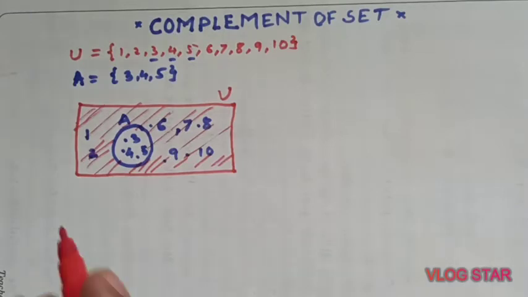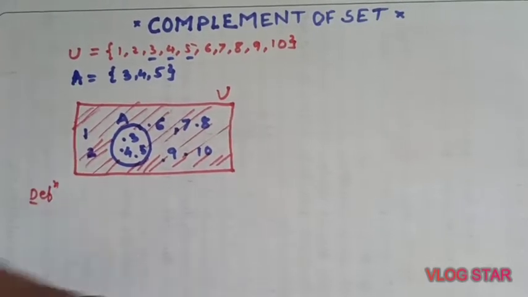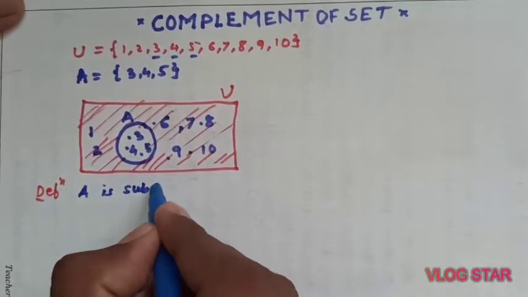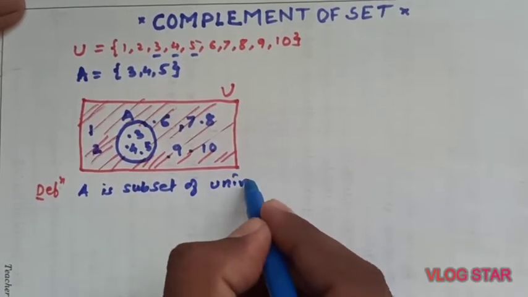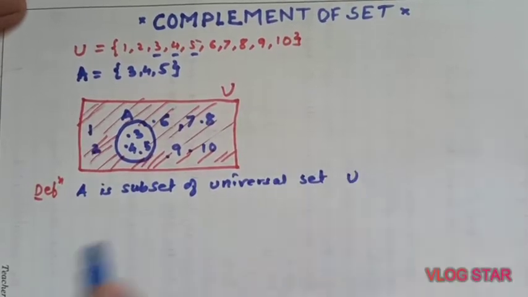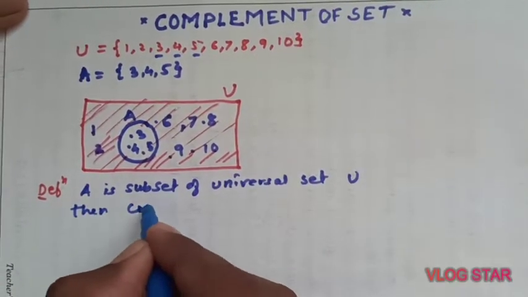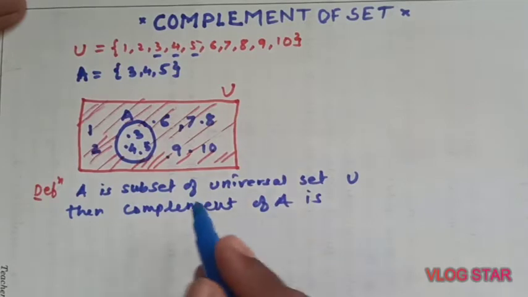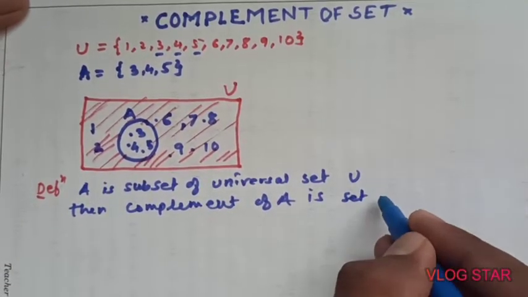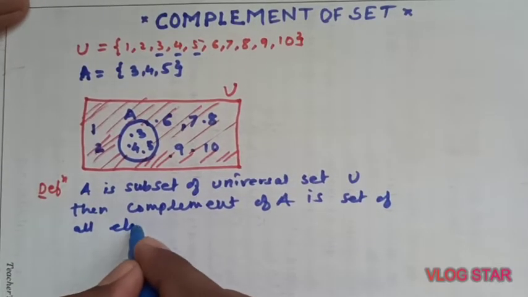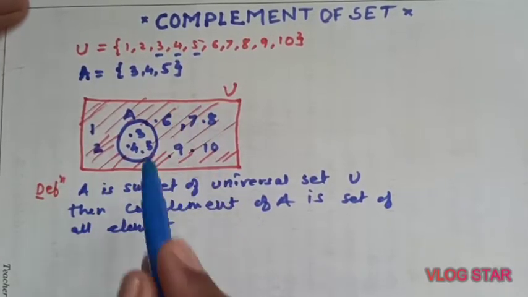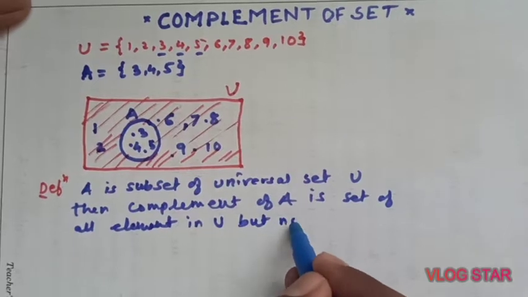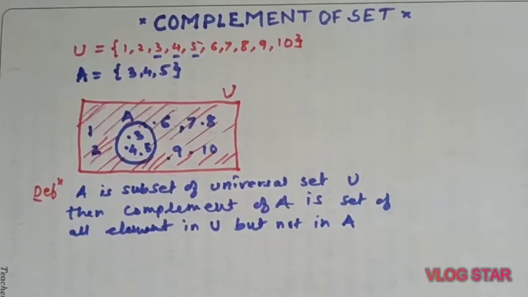So simple concept. So the definition we got from this: if A is a subset of universal set U, then the complement of A is the set of all elements in U but not in A. The same thing we have discussed in a different set.